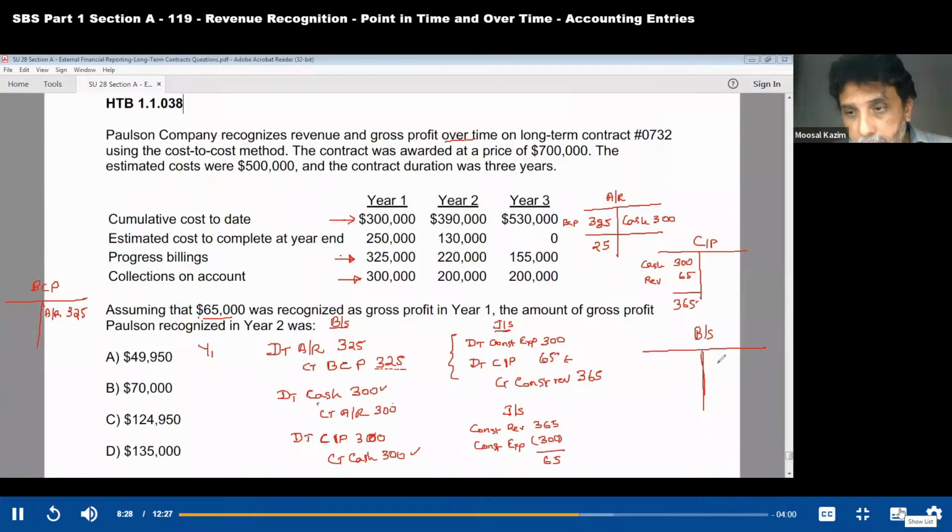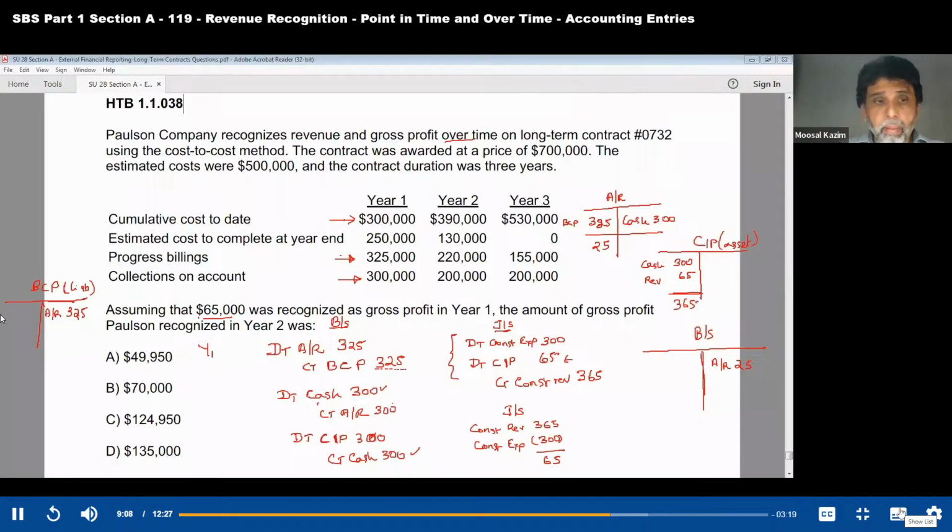Right. So what we would do is, we don't have cash. Cash is 0. There is accounts receivable 25. Accounts receivable is 25. Now listen carefully, guys. The contract asset account and the contract liability account, the BCP is the contract liability account. And CIP is the contract asset account, also called as inventory account. Okay, so now this should be netted off and shown. We don't have to pass the accounting entries until the end of the project.